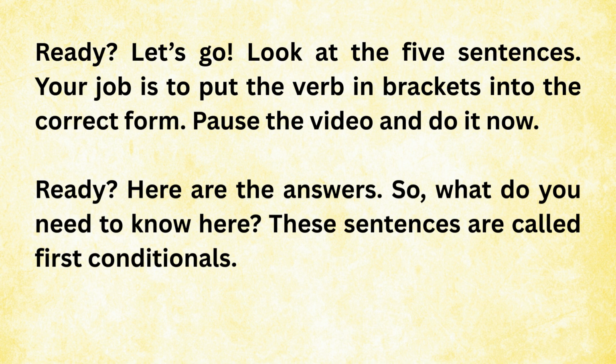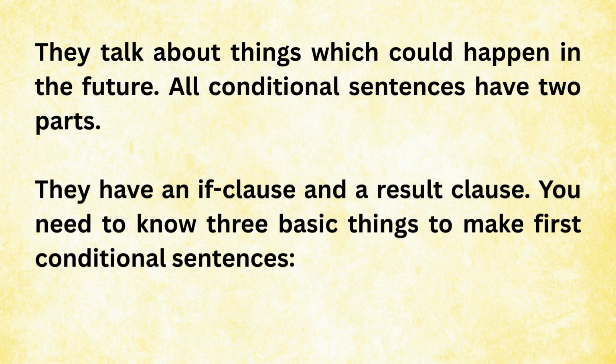So, what do you need to know here? These sentences are called first conditionals. They talk about things which could happen in the future. All conditional sentences have 2 parts. They have an if clause and a result clause. You need to know 3 basic things to make first conditional sentences.